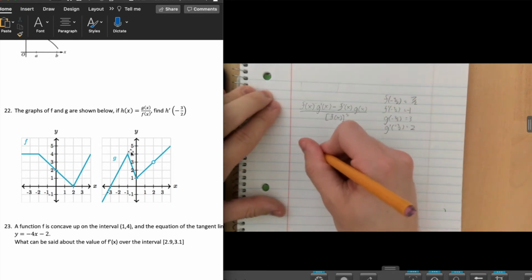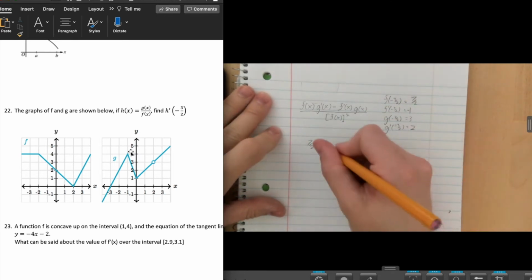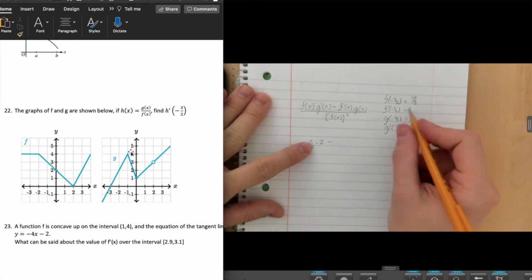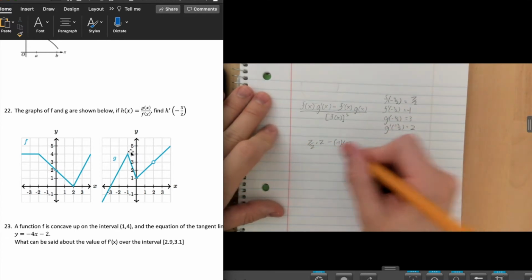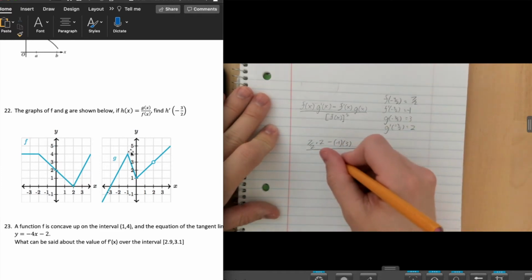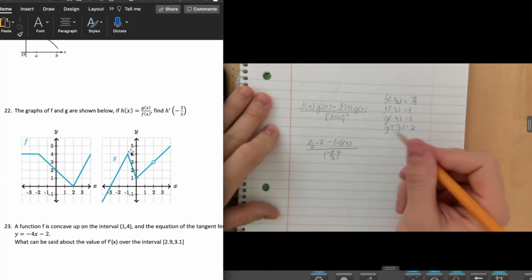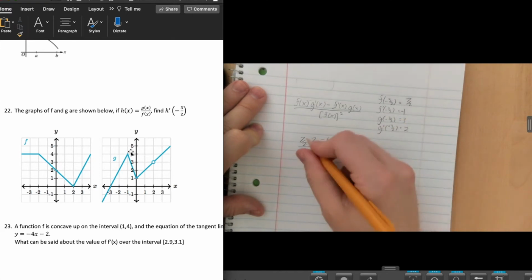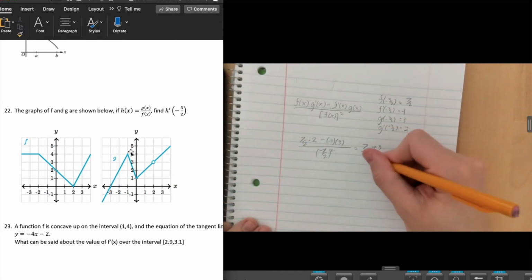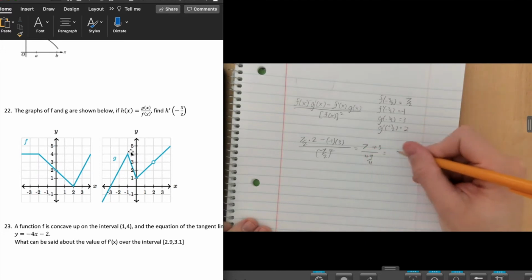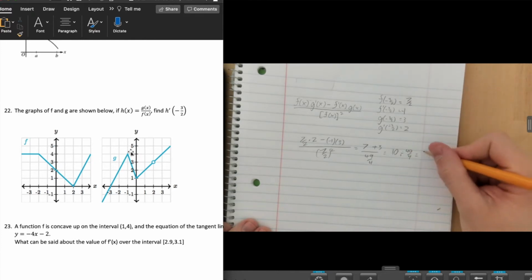So we have 7 over 2 times g prime, which is positive 2, minus f prime, which is negative 1, times g, which is 3, all over 7 over 2 squared. Let's see if we can simplify that. That numerator is going to be 7 plus 3 over 49 over 4. So that's 10 divided by 49 over 4. And when we keep change flip, that's 40 over 49.